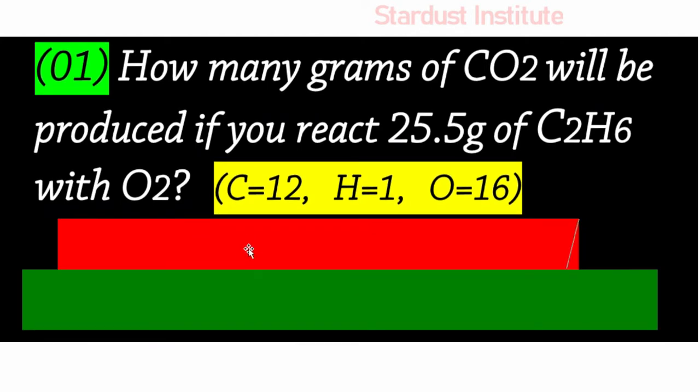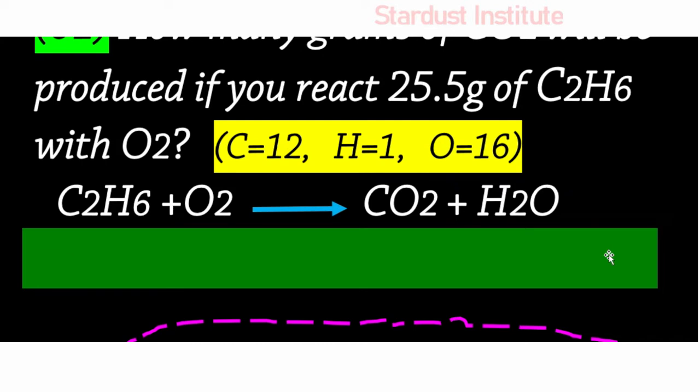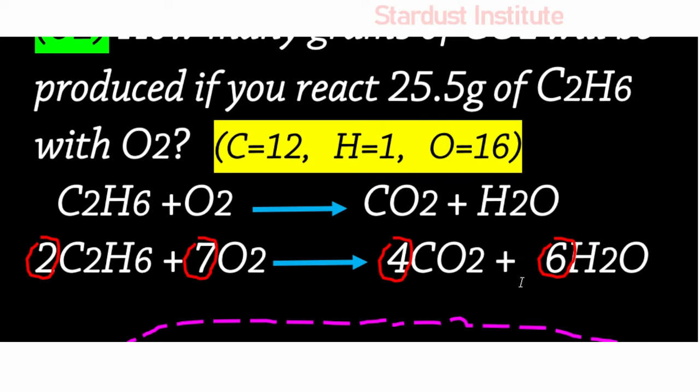These are molar masses: carbon 12, hydrogen 1, oxygen 16. Let's see the equation now. C2H6 plus O2, we get CO2 plus H2O. This chemical equation is not balanced. First of all, we need to balance this chemical equation. Let's balance it. 2 C2H6 plus 7 O2, we get 4 CO2 plus 6 H2O.